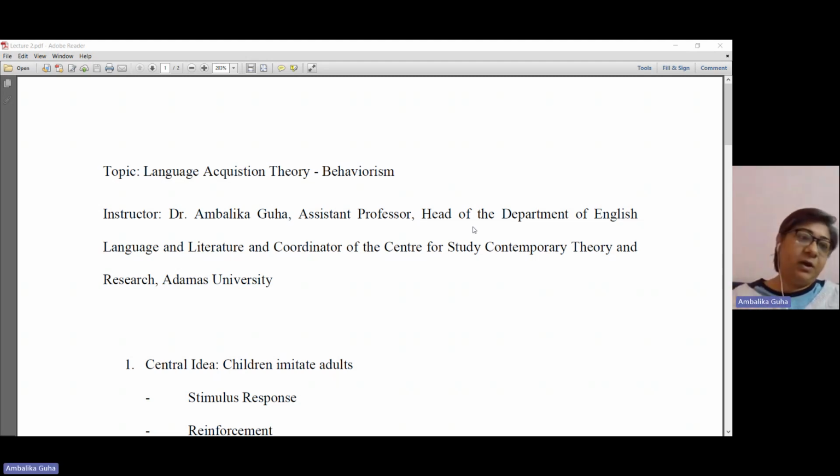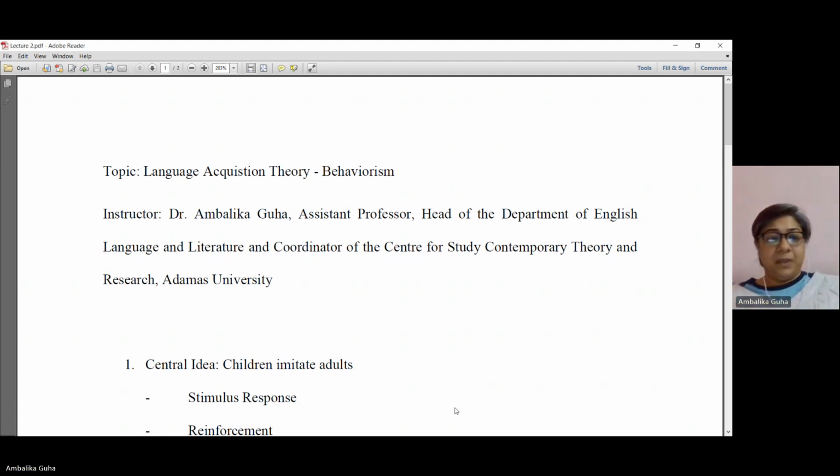And with this, we also had a very brief introductory discussion on the language acquisition theories, like behaviorism, the innateness hypothesis, which we also termed the nativist theory, and cognitivism, interactionism, and so on. So in today's lecture, we are going to start with the first theory, that is the behaviorism theory.